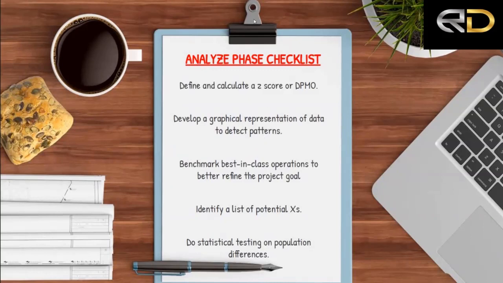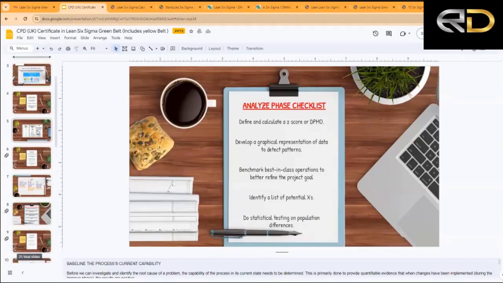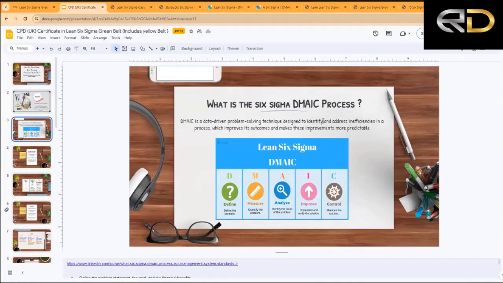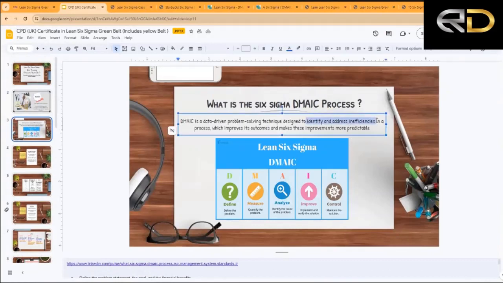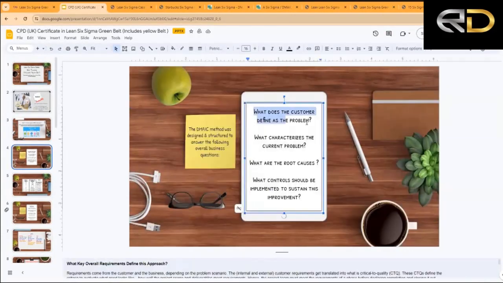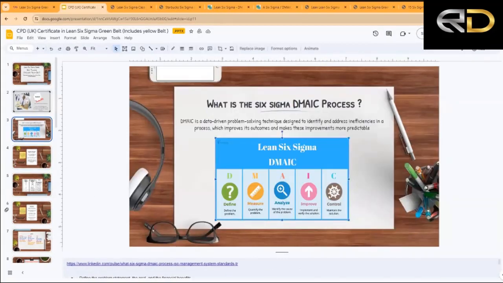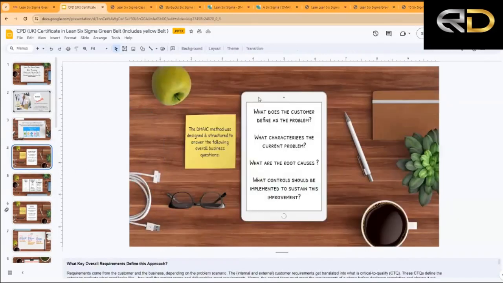And then after analysis, we need to go to the last two stages of identifying and addressing inefficiencies in a process. At this point, we have addressed what the customer defines as the problem, what those characteristics are, and what the root causes are. So we now need to look at what controls should be implemented to sustain this improvement. This is what you're going to do when we implement and verify the solution and when we maintain the solution. Just to give you a revision.